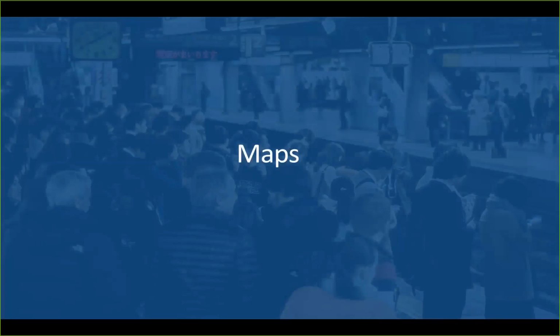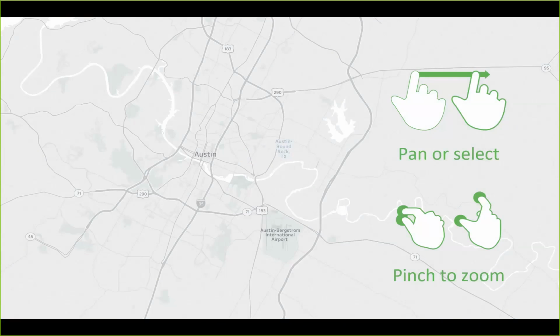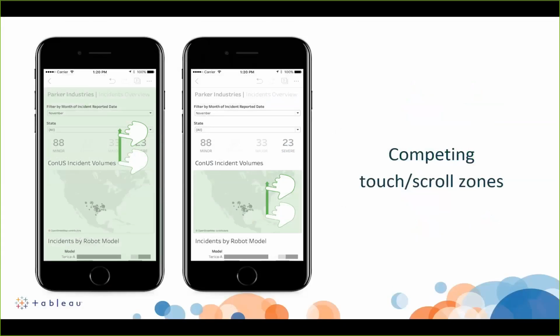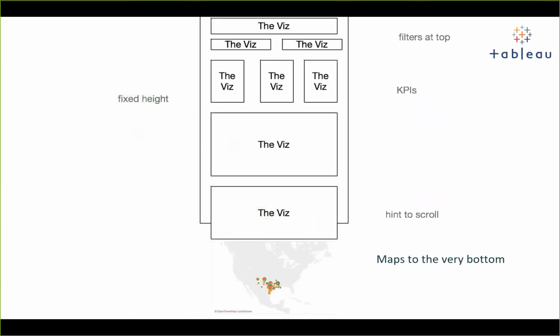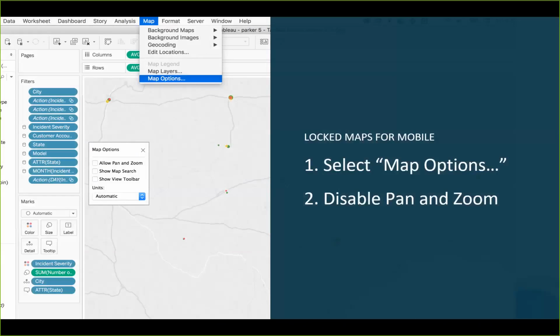That also brings us to maps, and of course, it's very common, just in the nature of how they're being used, to pan or zoom within maps, so you're essentially scrolling there as well. And so a couple different ways you can overcome the competing scroll zones. One would be to put the maps at the very bottom, and again, that's so that the user understands that there's nothing more underneath. There's no reason to scroll unless you're going to scroll specifically within the map. And then the second one would be to disable the panning and zooming within the map options of the dashboard.